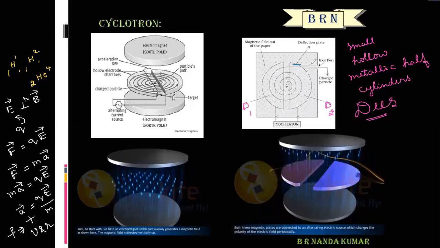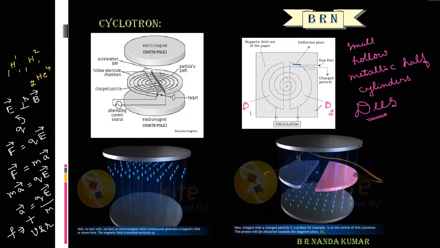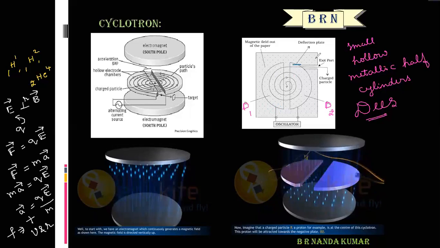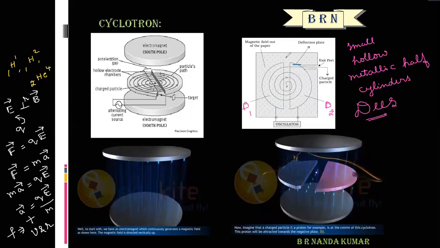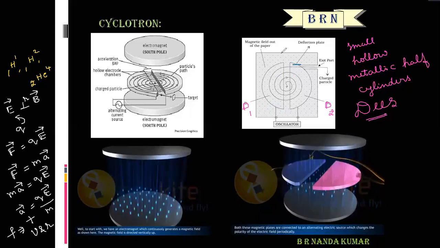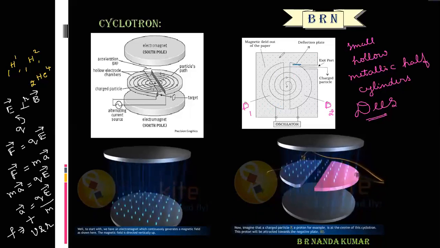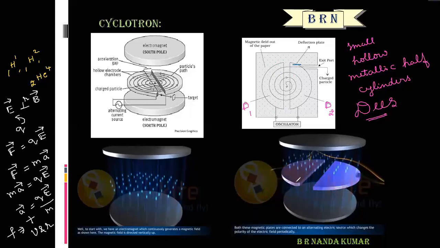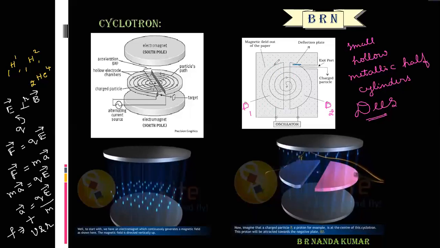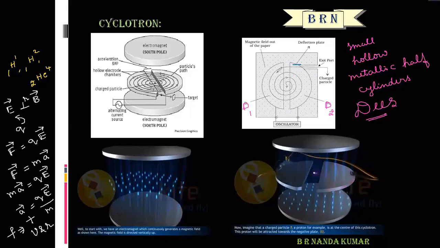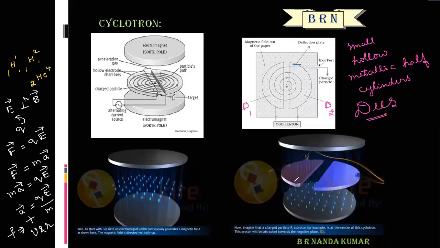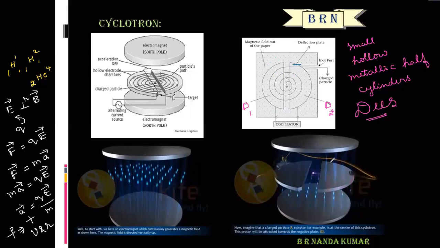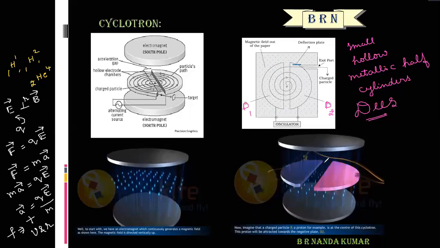So look at this cross-sectional view of the two D's. The dot marks show the perpendicular uniform magnetic field. So what is the direction of the magnetic field lines? That is directed normally outwards. So the magnetic field lines are perpendicular to the plane of the D's. Okay, so this is the second step in construction.